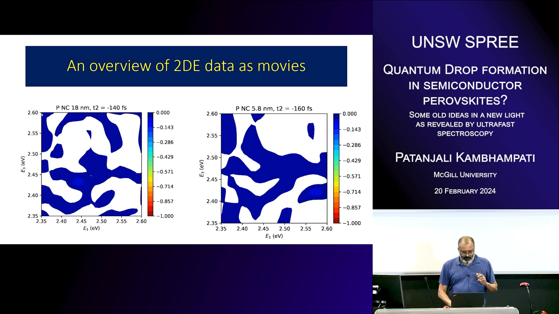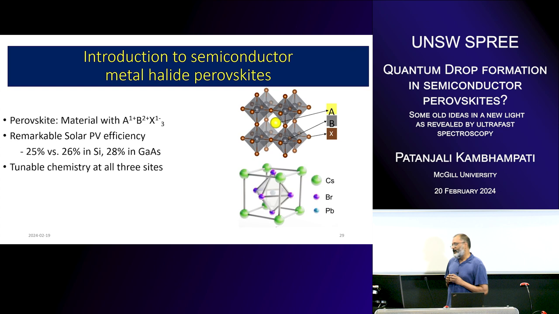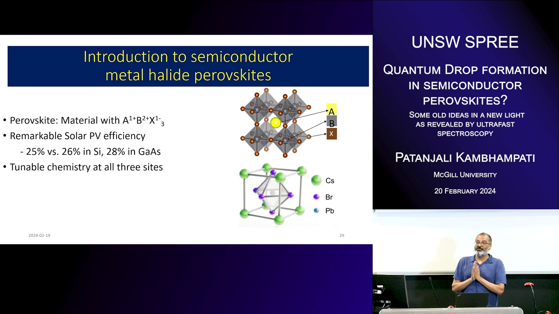In our group, what we've been looking at historically are new materials for applications in energy, light emissive devices, and so forth, from cadmium selenide quantum dots to metal halide perovskites. Cadmium selenide quantum dots, we have the Nobel for it, and they exist in televisions and displays. So the physics and the chemistry is reasonably well worked out.